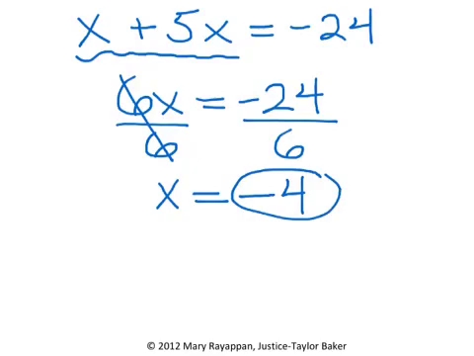Again, multiplying both sides by the lowest common denominator over 1 eliminates the fractions and makes the equation much simpler to solve.